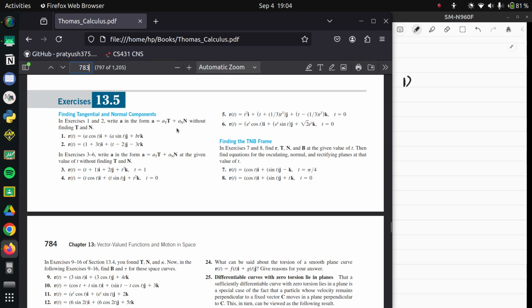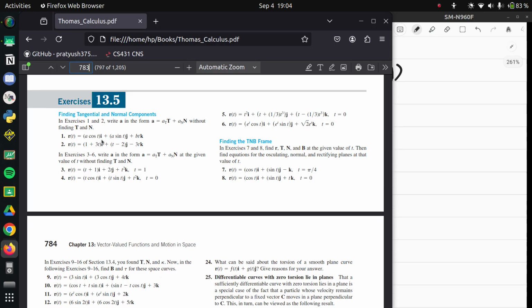Write a in the form of acceleration, so acceleration equal to a_T T plus a_N N. Okay, without finding T and N. What do you mean without finding T and N? That's kind of weird. How can I do it without finding T and N? The acceleration is what? No, that doesn't even make sense. Not finding. Okay, I see.